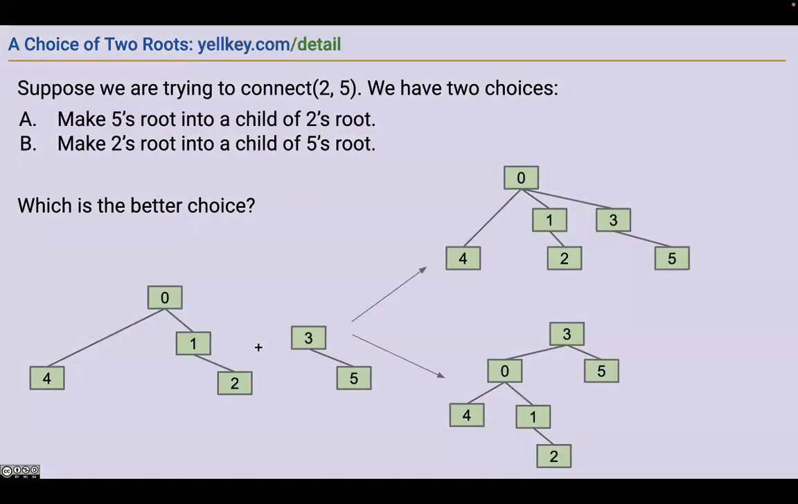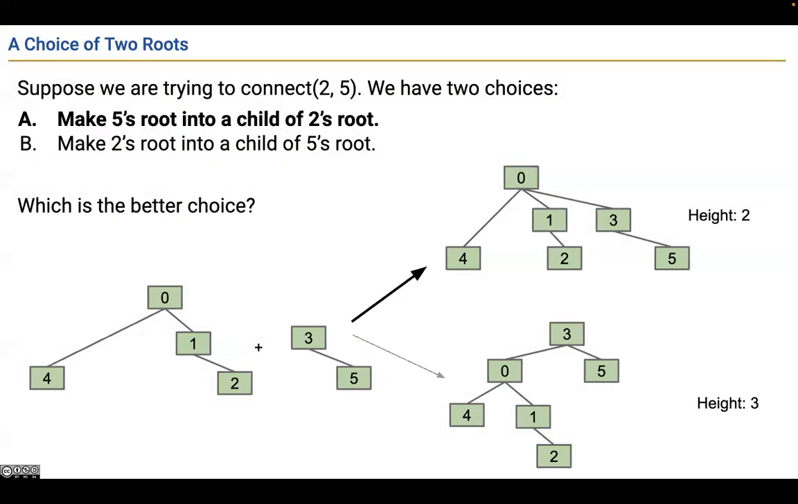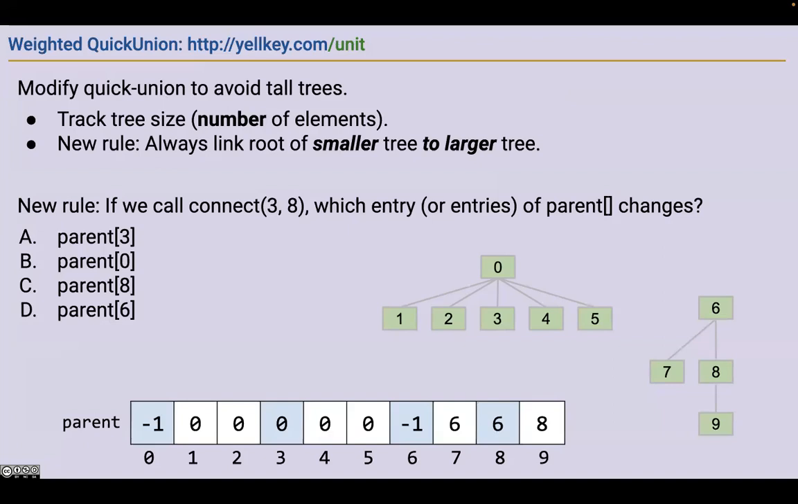So just like before, where I took the smaller tree, namely 3, and made it a subordinate of the larger tree, the one anchored at 0, I'm going to keep this rule and do it every single time I want to connect things. So here's another example to make sure that's absolutely crystal clear.